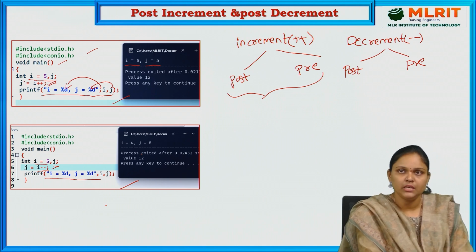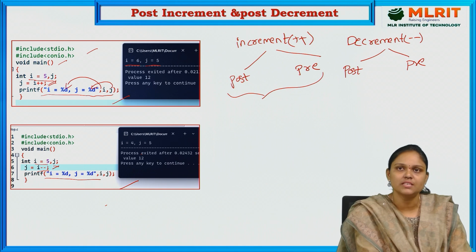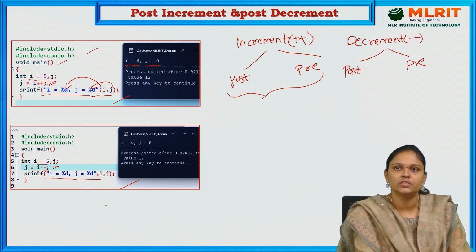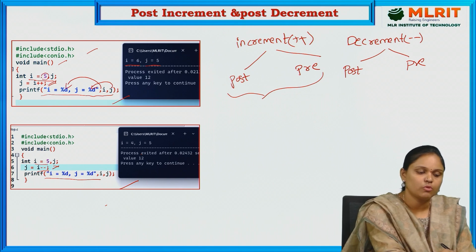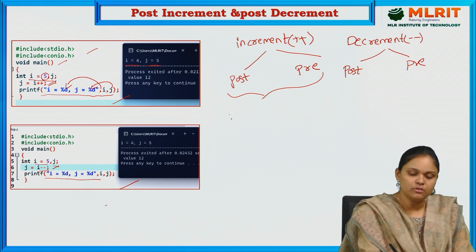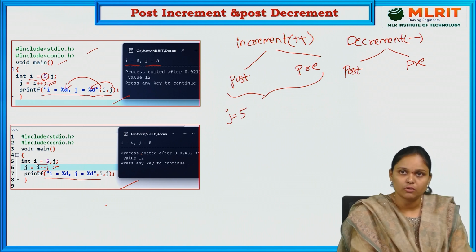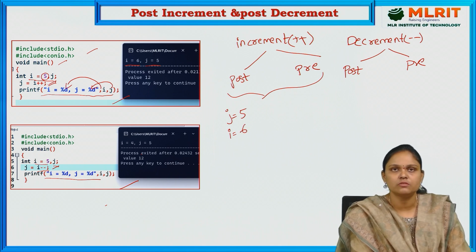In the case of the pre-increment, first the value is incremented, then we use the incremented value for further calculations. In the post increment, first the value is assigned. So the i value is 5, we have already given here, and that i value we are assigning to j. So the j value will be equal to 5, and later on, after assigning the value, the i value will be incremented, that is 5 plus 1 equals 6.